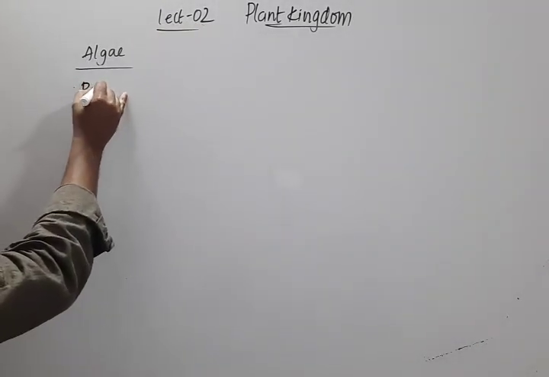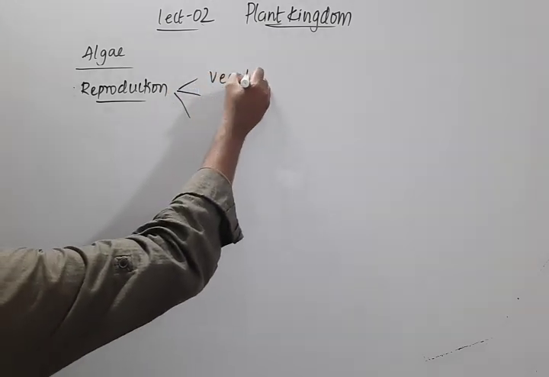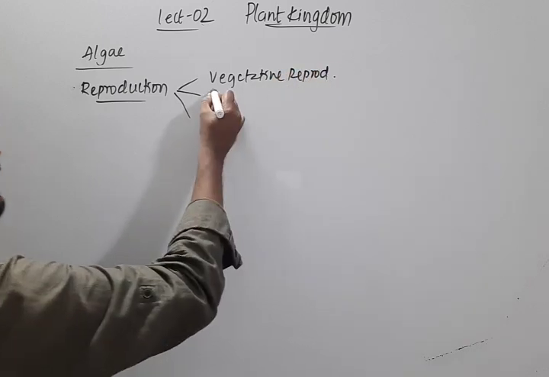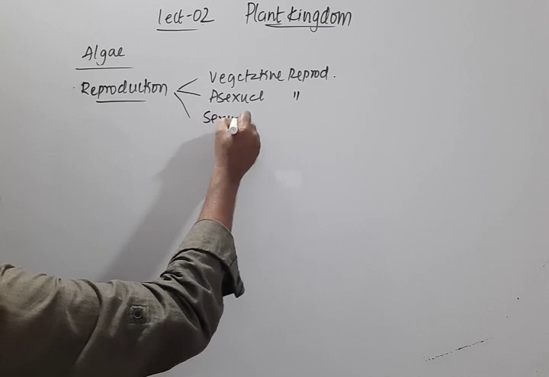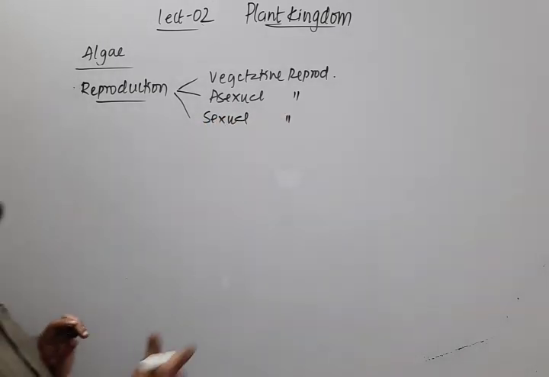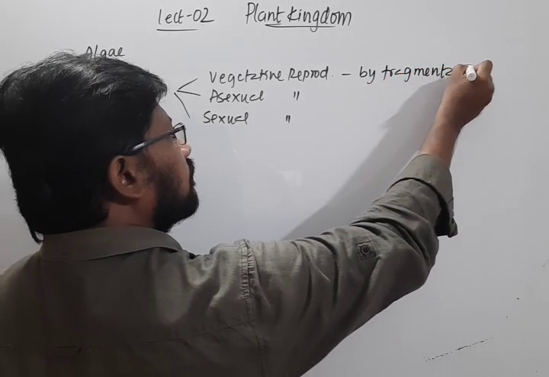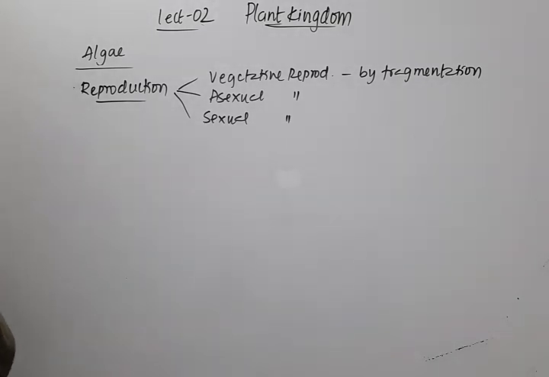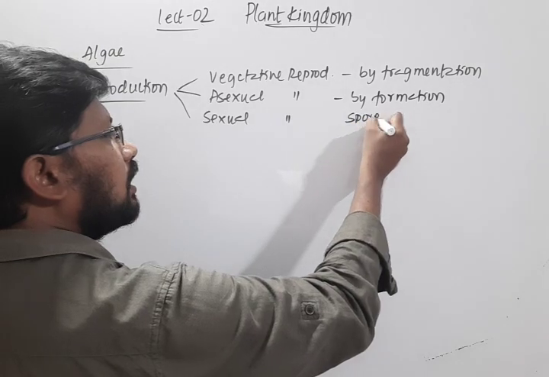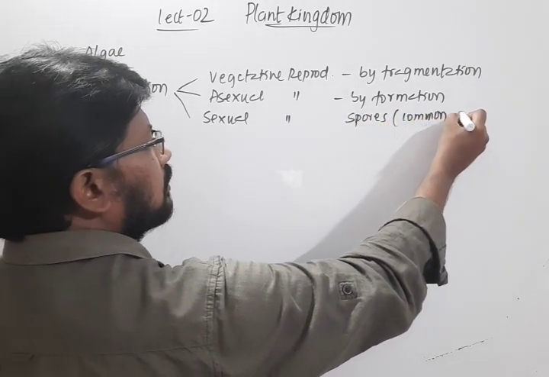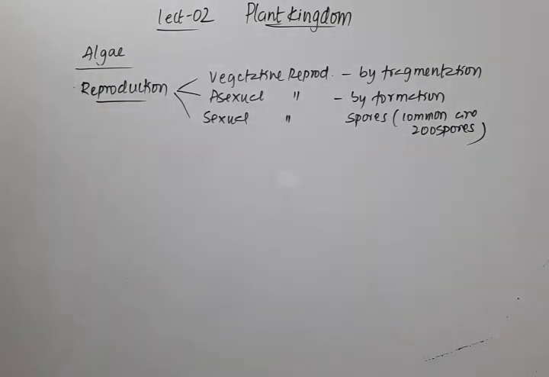Coming to mode of reproduction. How do these algae reproduce? Algae reproduce by all the three methods. They reproduce vegetatively, asexual reproduction is also seen, and sexual reproduction is also seen. Vegetative reproduction will be by fragmentation, and asexual reproduction will be by formation of spores. The common ones are zoospores, in case of asexual reproduction.